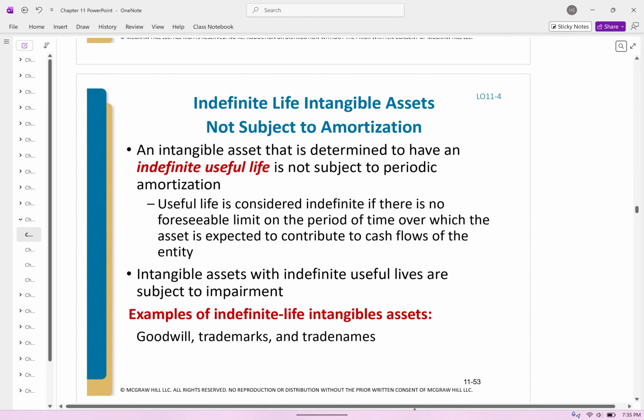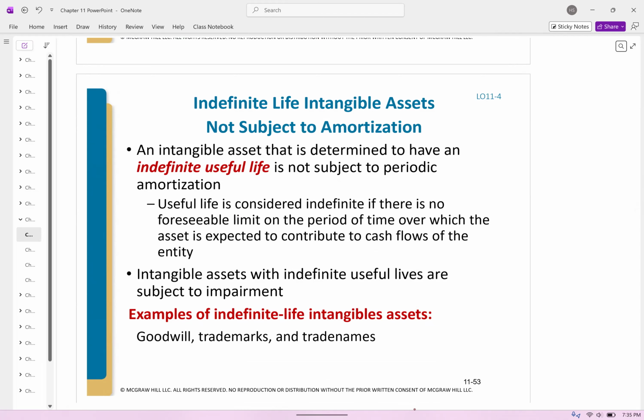Okay. So now we're going to talk about indefinite life intangibles that are not subject to amortization. The things that are not subject to amortization, we are going to look for impairment on them. The examples that can be indefinite life are goodwill, trademarks, and trade names.